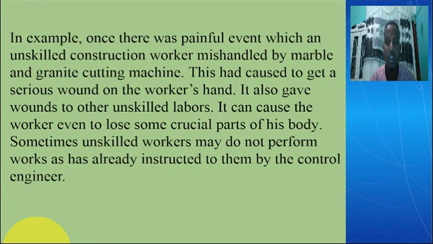For example, there was once an event where unskilled construction workers mishandled a marble and granite cutting machine. This caused a serious wound to a worker's hand. It also wounded other unskilled laborers. It can cause a worker to eventually lose crucial parts of his body. Sometimes unskilled workers do not perform work as already instructed to them by the control engineer.